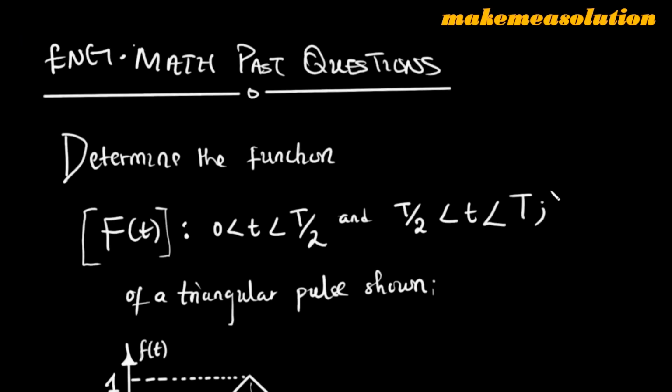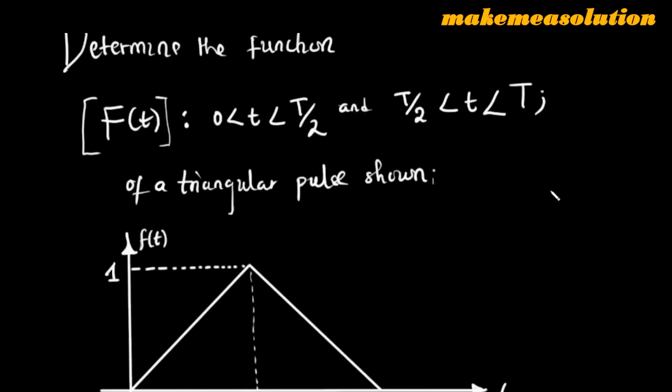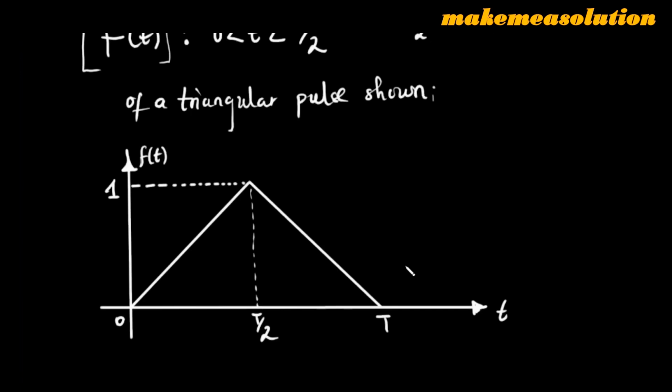Welcome to today's video. We are going to be solving this particular problem to determine the function defined from 0 to T over 2 and from T over 2 to T of this particular triangular pulse shown. So you'll be interested in how to define this function using the branched function pattern.